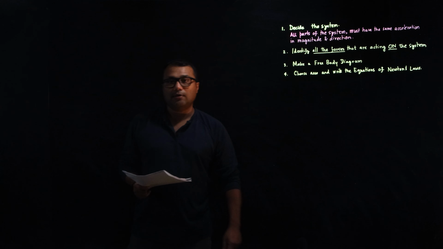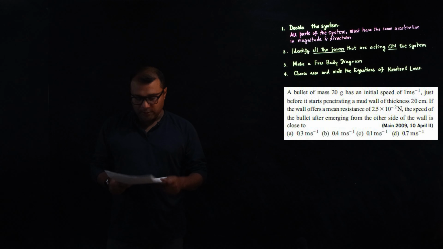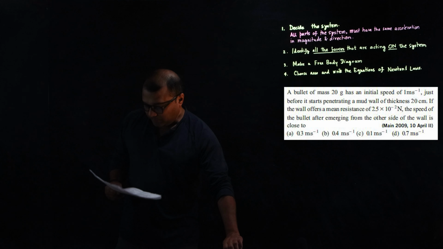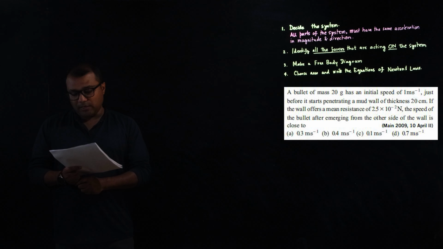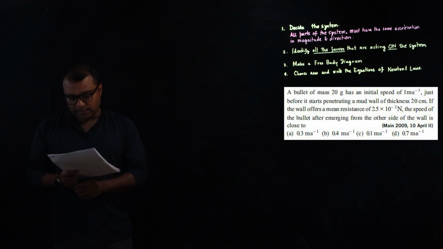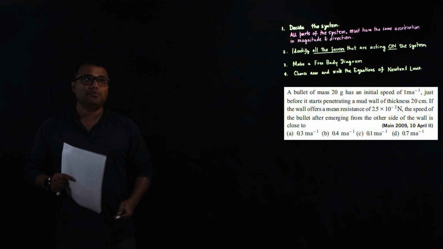Okay, so I'll put the first question on the board. So it says a bullet of mass 20 gram has an initial speed of 1 meter per second, just before it starts penetrating a mud wall of thickness 20 centimeter. If the wall offers a mean resistance of 2.5 into 10 to the minus 2 Newton, the speed of the bullet after emerging from the other side of the wall is close to.